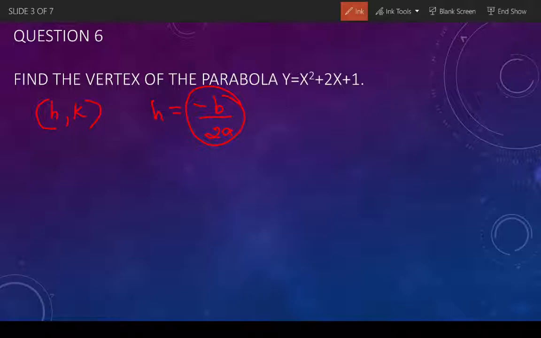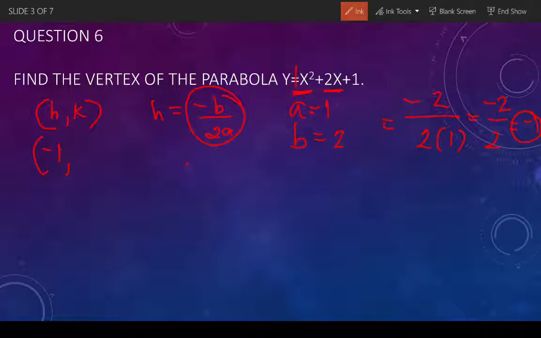So let us start. Ang value ng a natin is 1 and value ng b natin is 2. 1 kasi 1 yung numerical coefficient ng ating quadratic term, and 2 yung b kasi 2 yung numerical coefficient ng ating linear term. So let us substitute. We have negative 2 over 2 times 1. So we will have negative 2 over 2, or negative 1. So ibig sabihin, we have negative 1 as our h. And then we are going to use negative 1 para makuha yung value ng k.